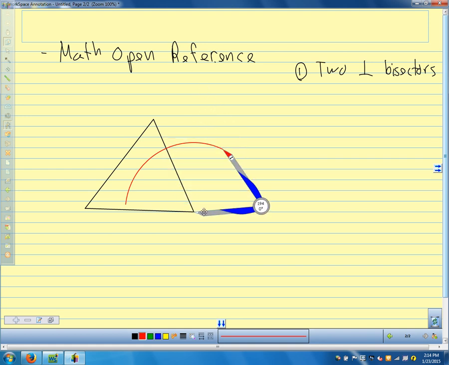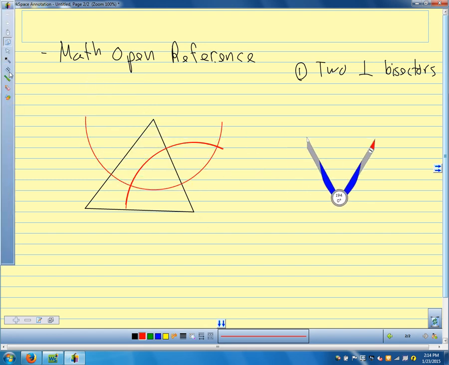Bring your compass to the other side. Just want to move this in a better place. There we go. Make an arc from the other side of the segment and then connect those. Just pick any two. So there's one. I'll do another side in blue.